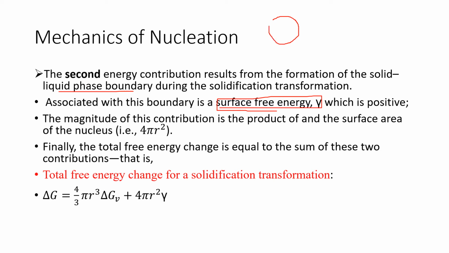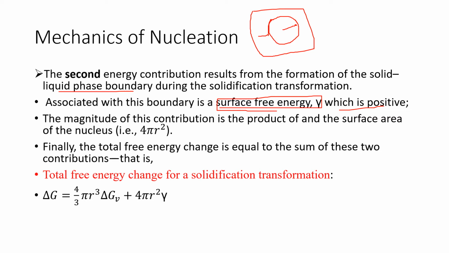The nucleus formation was a circle with radius r. This is a solid, surrounded by liquid. Over here this boundary is a solid liquid boundary. Associated with this boundary is a surface free energy, gamma, which is positive.